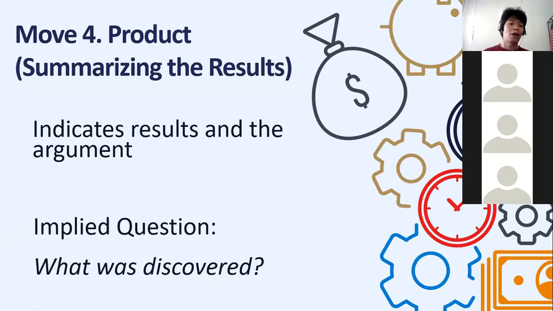Then move 4, product. Summarizing the results. Indicates results and the argument. So in product, meaning you need to provide the findings of your study. It summarizes the results and discussion of your paper. So you just have to provide the main result of your study. So you need to answer this implied question. What was discovered?